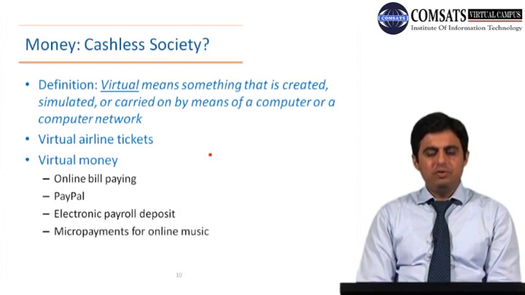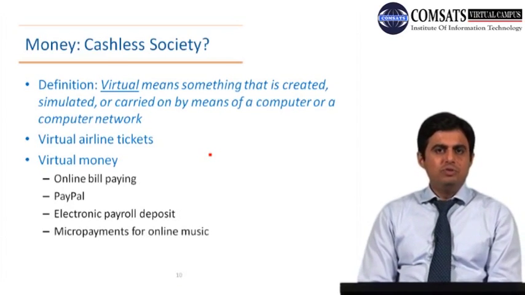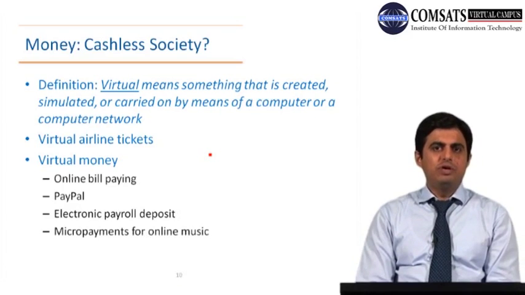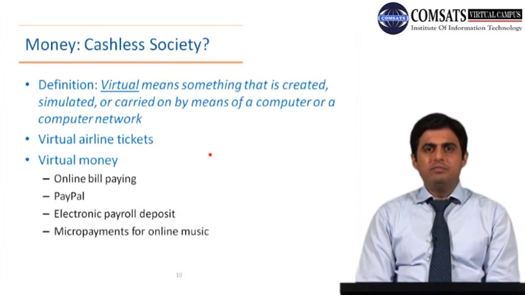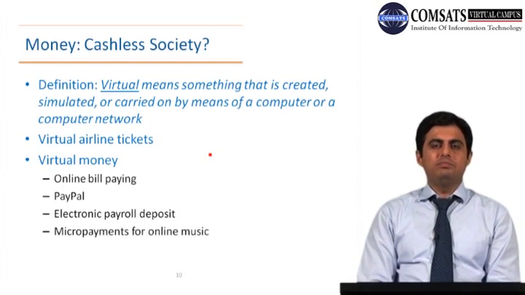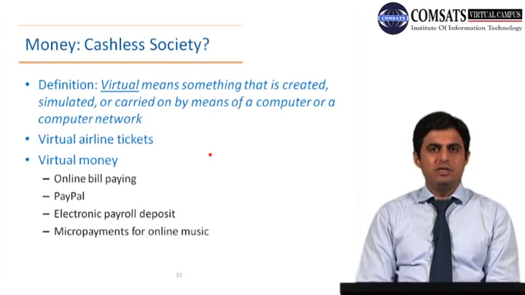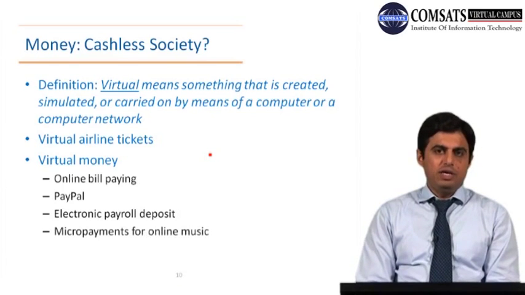Then we have electronic payroll deposit. Now, if you are working somewhere, or if anybody related to you is working somewhere, you must have heard that they are getting their money through their banks. The money from employers is being transferred to a bank, and those banks are available online. So now employees can have their salaries through internet. I mean, they don't have to have physical money in their pocket. What happens is that their salary comes straight to their online account.